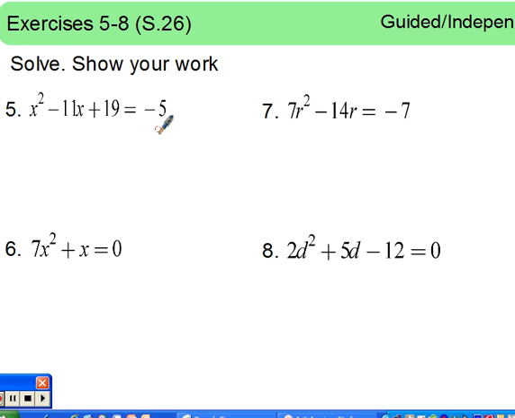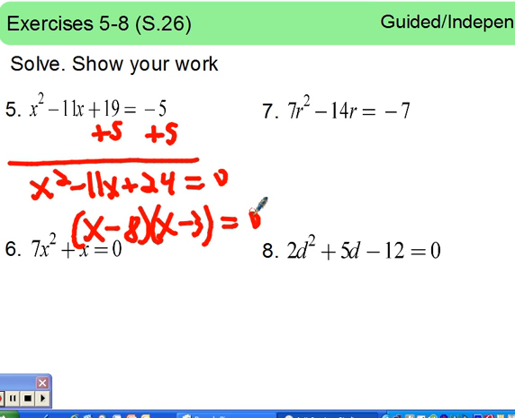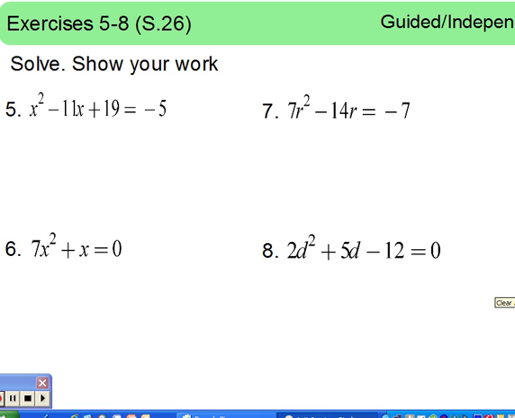For number 5, I will try to make this 0, so I'll add 5 to both sides. And I will get x squared minus 11x plus 24 equals 0. I will then try to factor this trinomial. I can do that in my head. That's (x minus 8)(x minus 3) equals 0. When is this equal to 0? When x equals 8. When is this equal to 0? When x equals 3. So this is my solution set, although it should be written in numerical order. Go ahead and try number 7.